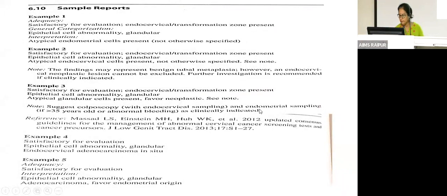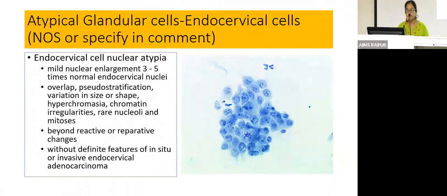So this is a pattern for reporting. Now we look at the cytomorphology of all the lesions that I have listed. The first is atypical glandular cells, endocervical, not otherwise specified. What does the morphology on LBC look like? Basically, you have atypical endocervical cells. How do you define these atypical endocervical cells?